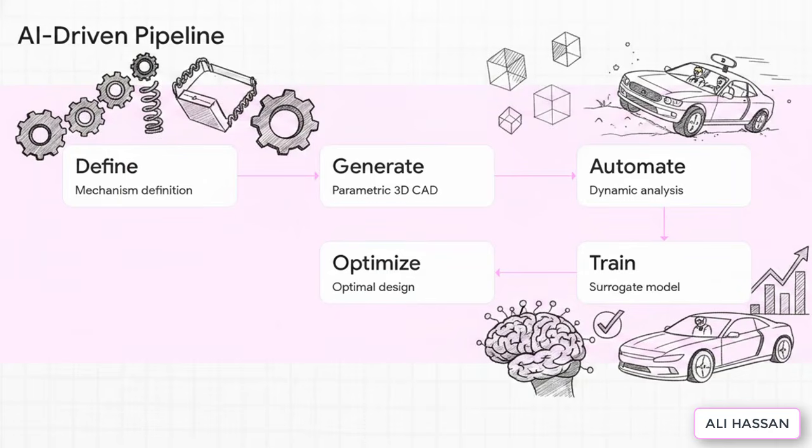To keep us all anchored as we deconstruct this, here are the 5 distinct stages of this AI-driven pipeline. First, mechanism definition. Second, parametric design generation. Third, dynamic analysis automation. Fourth, the multi-fidelity surrogate model. And fifth, design optimization. Let's break down exactly how the framework pulls this off.